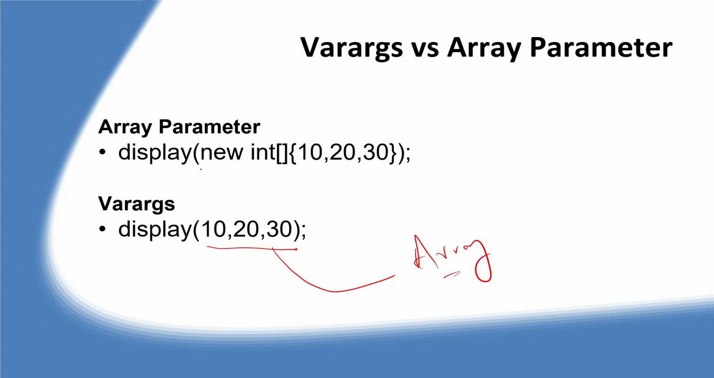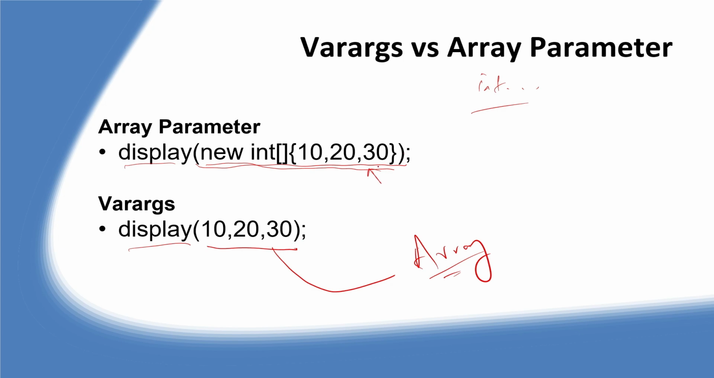Another way is we can explicitly pass an array for the variable arguments. So this is the method call. And in the method definition, we have three dots, let's say int three dots. In the method definition, we have this Varargs. So while passing, if we pass values, they will be converted into an array by Java. And if we explicitly pass an array, that will also work. But this is not required. Why? Because Java is doing it internally.